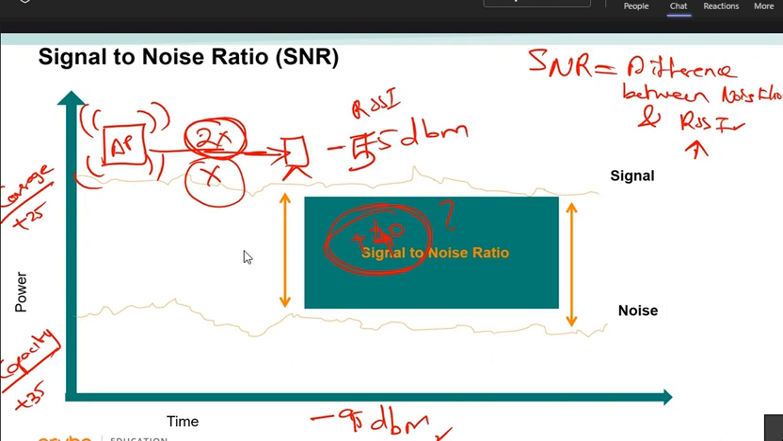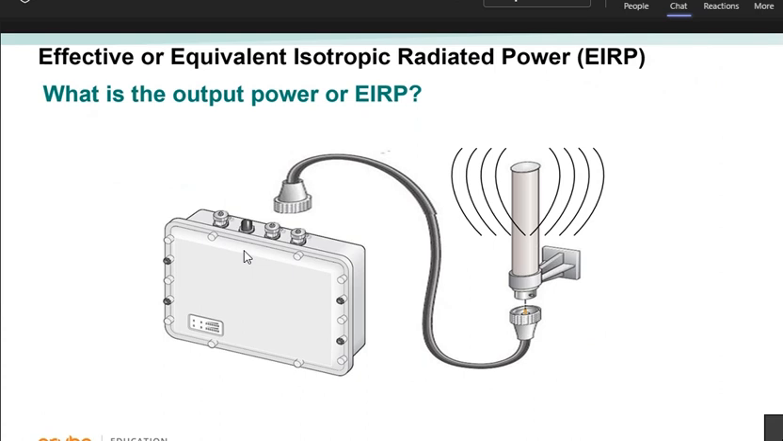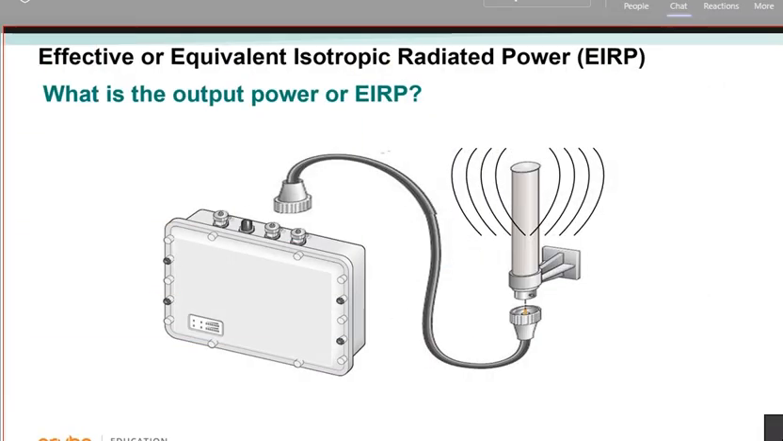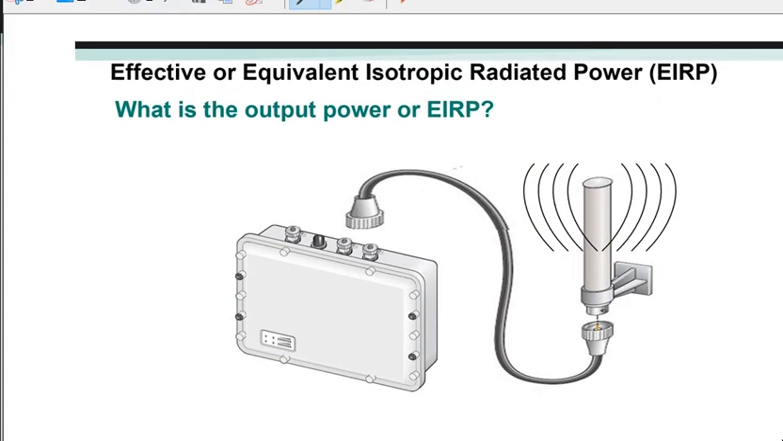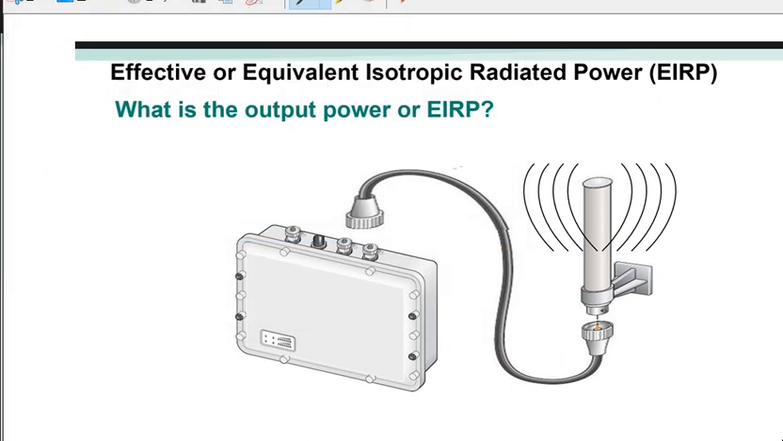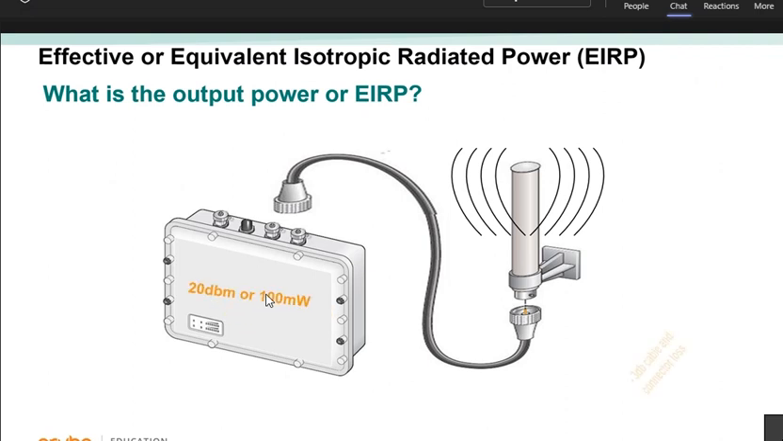Right? This is your EIRP. This stands for equivalent isotropic radiated power. This is only used for your outdoor access point. Please understand, this is not used for your indoor access point. This is the total value which needs to be calculated for your outdoor access point.